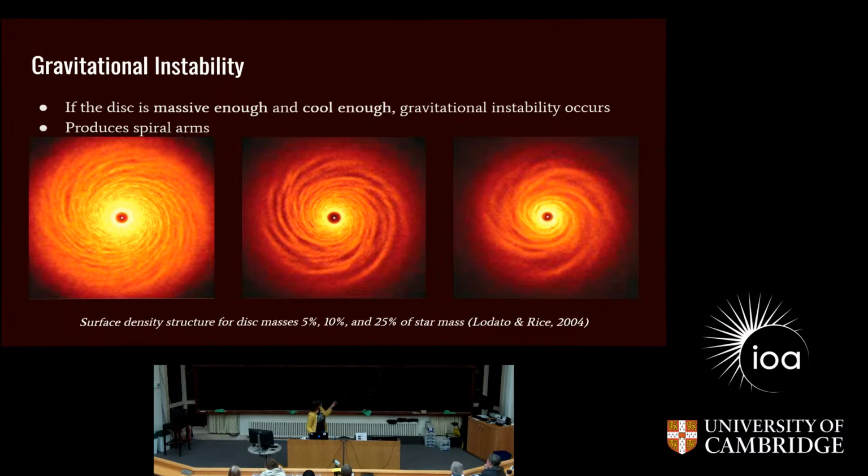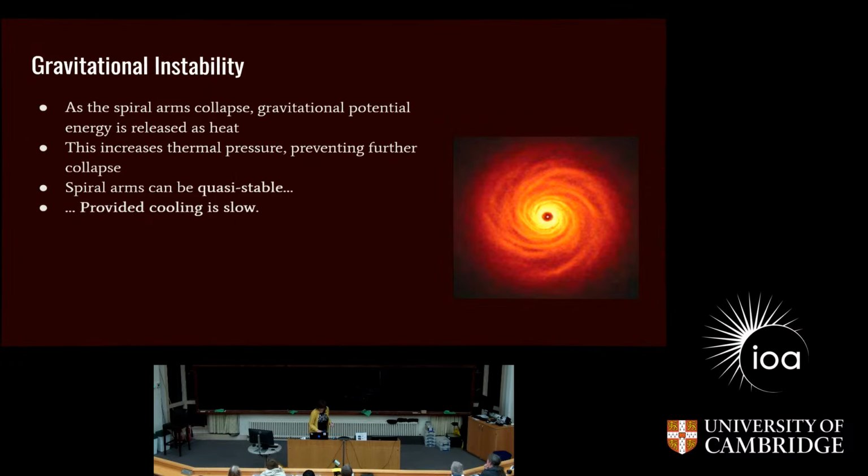And the reason they're not planets yet in this simulation is because as the chunk collapses due to gravity, that's going to release gravitational potential energy, which will heat up the spiral arm again. And as we remember, thermal pressure tends to oppose collapse, so you can be stuck in this quasi-stable state where your spiral arm collapses and expands and collapses and expands, and stays like that indefinitely, unless you have efficient cooling.